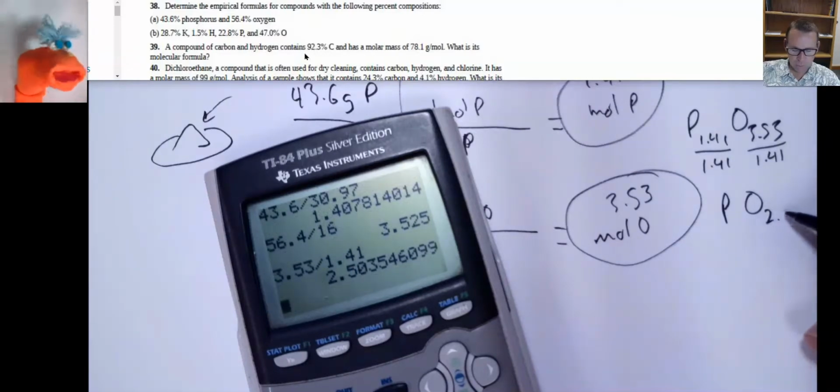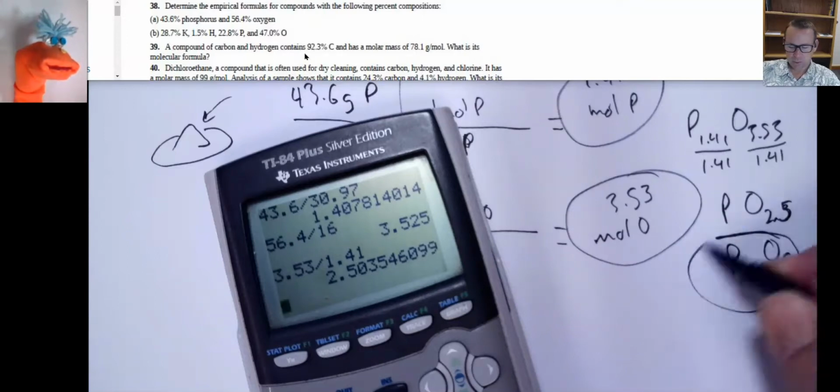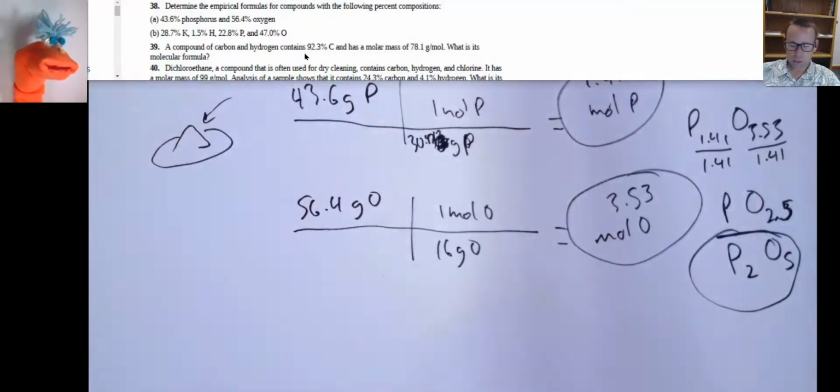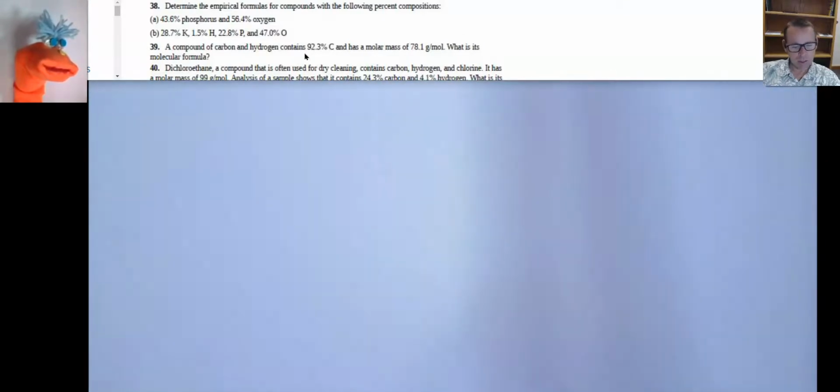Does that round up to 3? No, it's pretty close to right at, I mean, it's half of 5, right? Oh, so you multiply both by 2. That's right, multiply both by 2 to get this to a whole number as well. So P2O5 ends up being our empirical formula. Okay, good. Let's do the second one.